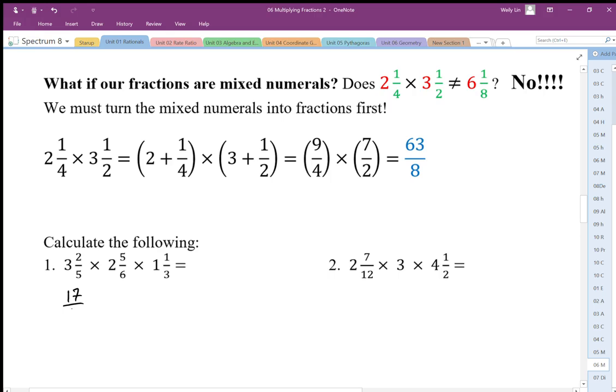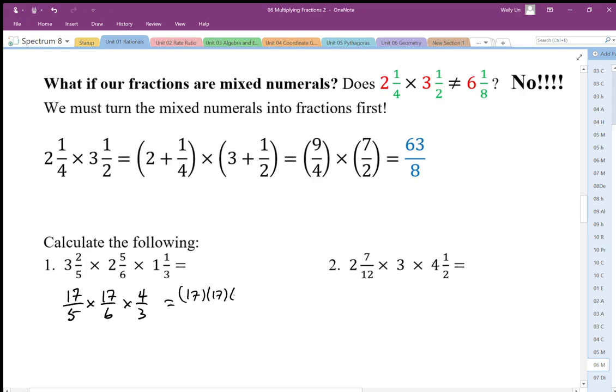So 17 over 5. This is going to be 17 over 6. This is going to be 4 over 3. Now that it's improper, we just times on top, divide on bottom. So it's 17 times 17 times 4. Actually, we should just work that out. Okay, actually I do have a common factor there that I want to simplify.